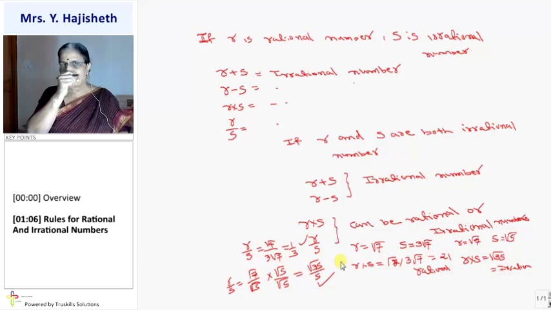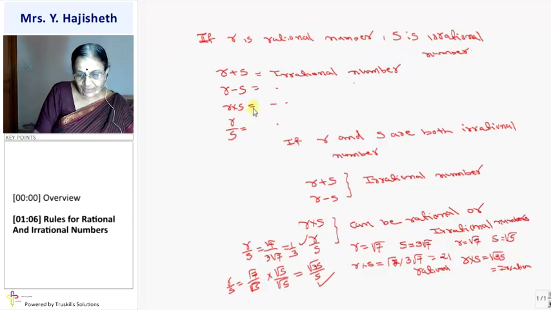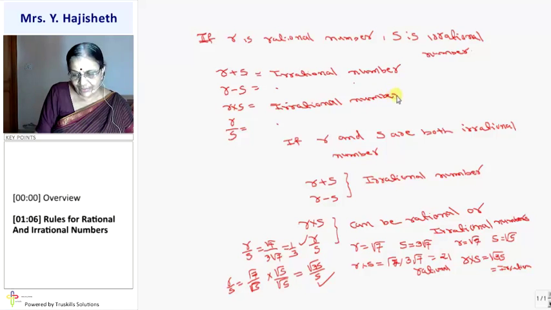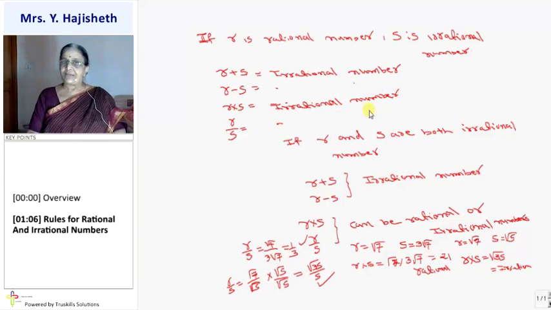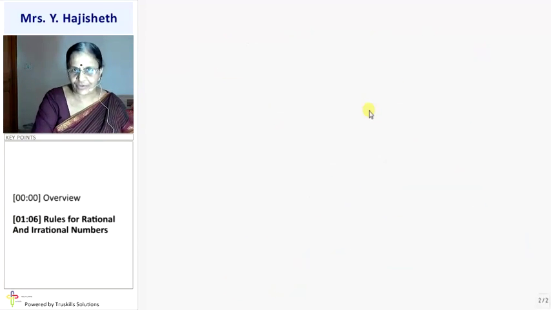So you should remember this rule. If R is rational and S is irrational, then their sum, their difference, their product and their quotient all are irrational numbers. But if R and S both are irrational, then their sum and difference are irrational, but their product and quotient can be irrational, can be rational. So these are very important rules, you remember them.